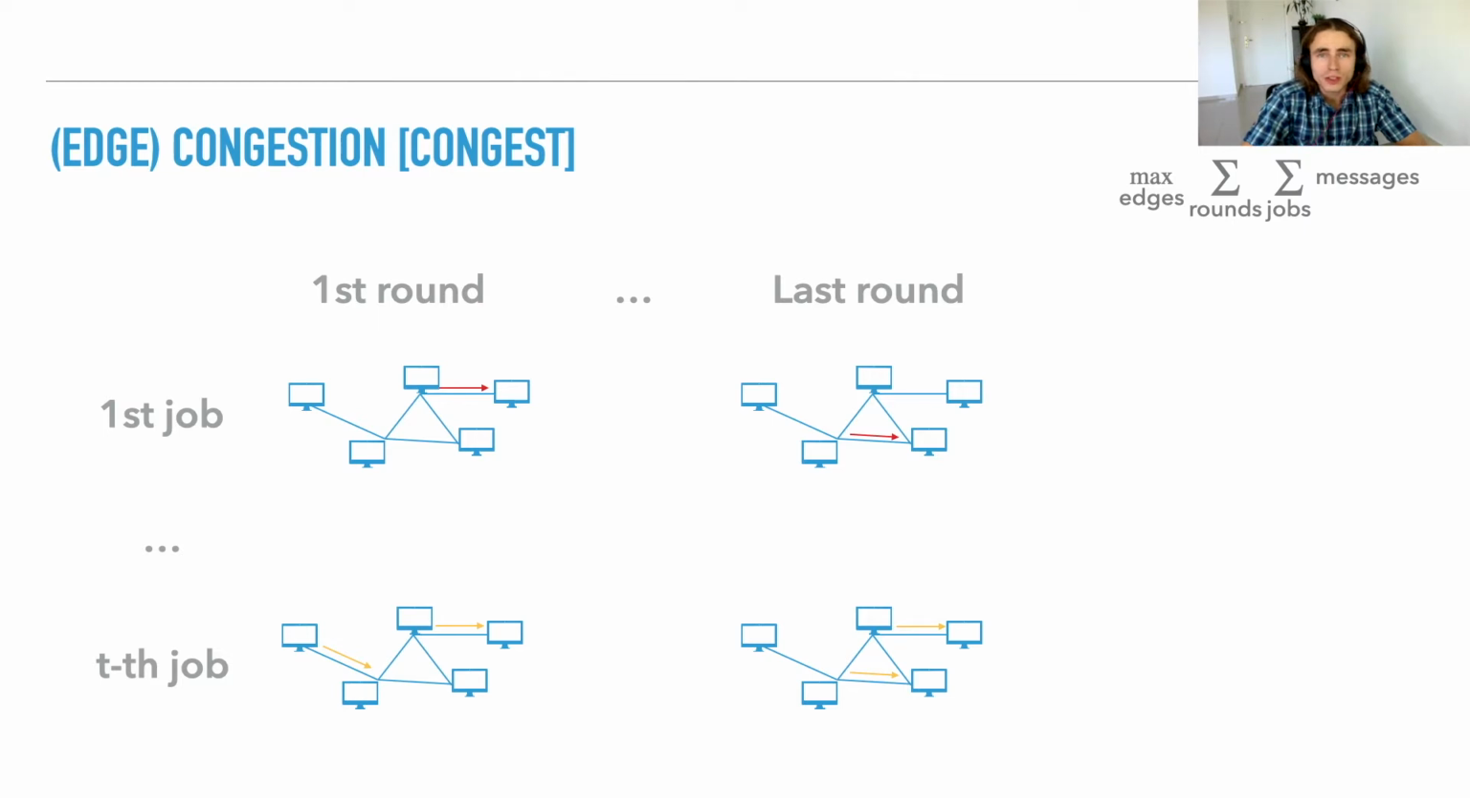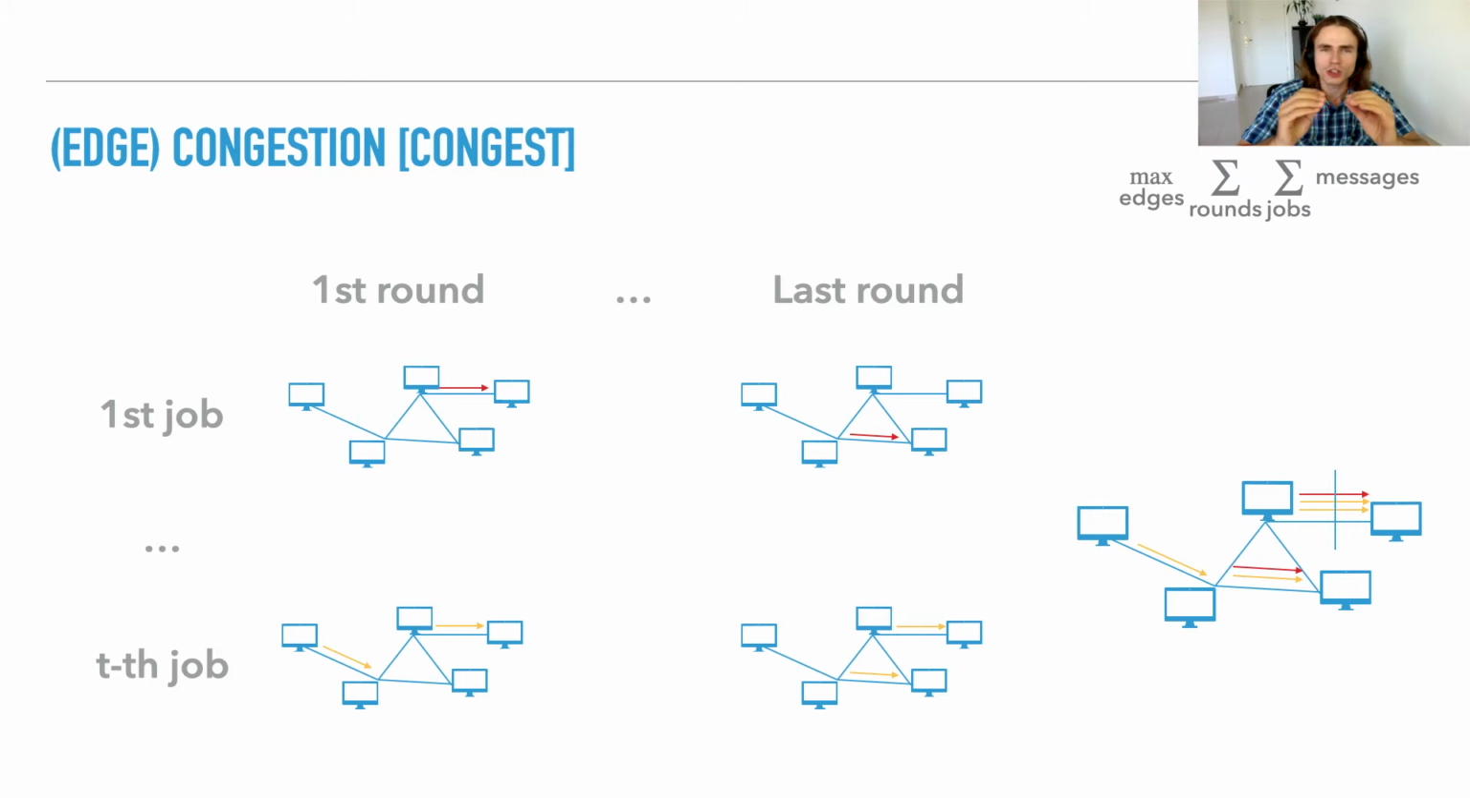Another property, this time related to message complexity, is edge congestion. To compute it, for each edge one sums over all rounds and over all jobs the number of messages sent over that edge. Then one takes the maximum over all edges. So, the congestion of the set of jobs is the maximum number of messages that need to be routed over a single edge of the network.